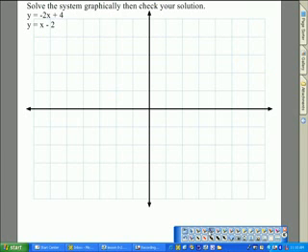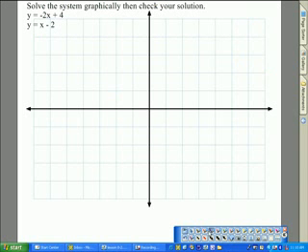All right, we're going to solve this system graphically, then check your solution. How would you check the solution? You'll get your ordered pair where the lines cross and do what with that ordered pair? Plug it back in, right? Just like we did on those first two. That would give us the solution.